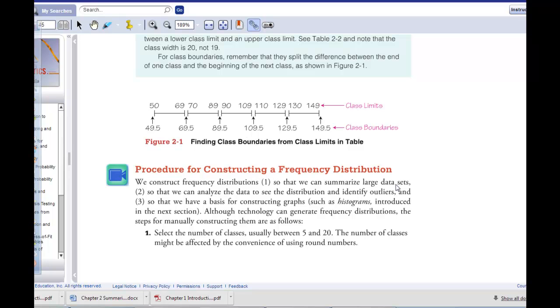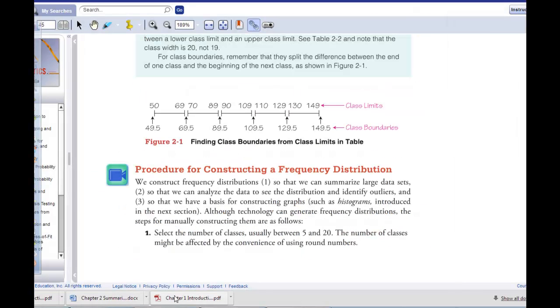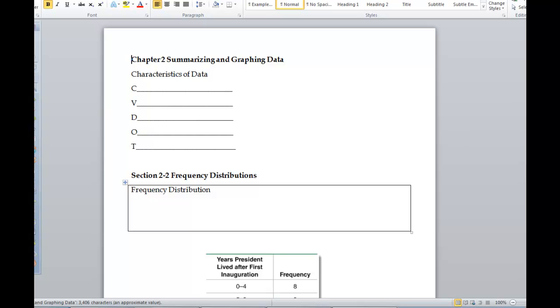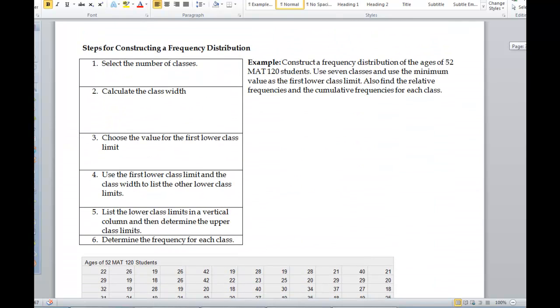Okay. All right, in the next part about frequency distributions, we want to construct our own frequency distribution from a set of data. So let's go back to our handout. I lost my handout. Okay. Here, again, kind of an outline. This is different. We're constructing our own frequency distribution.